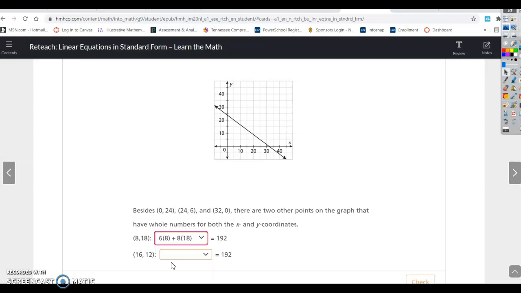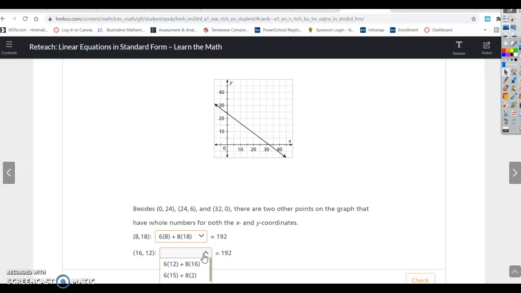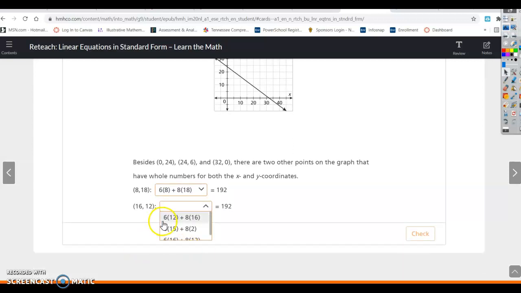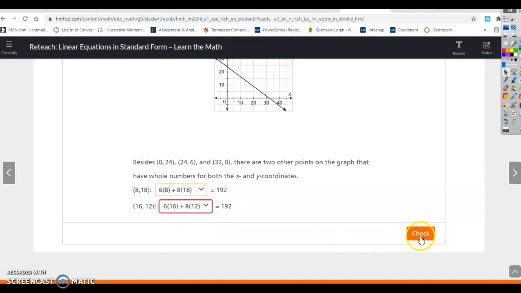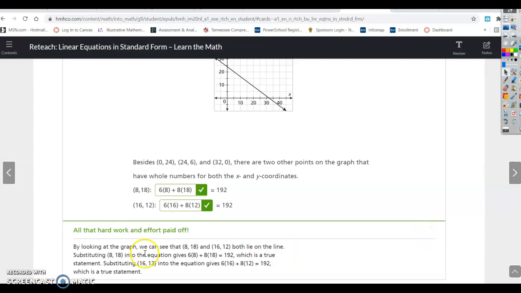6x plus 8y is our equation, so all we have to do is plug in the 8 and the 18 for our x and our y. If that equals 192, that means that is a solution. He could buy that many small frames and large frames in order to put his work in the art gallery. 16 and 12: my equation is 6, and we've got 16 as our x, so we need the 16 to go first and the 12 to go second. Those are whole numbers, so those will also work.